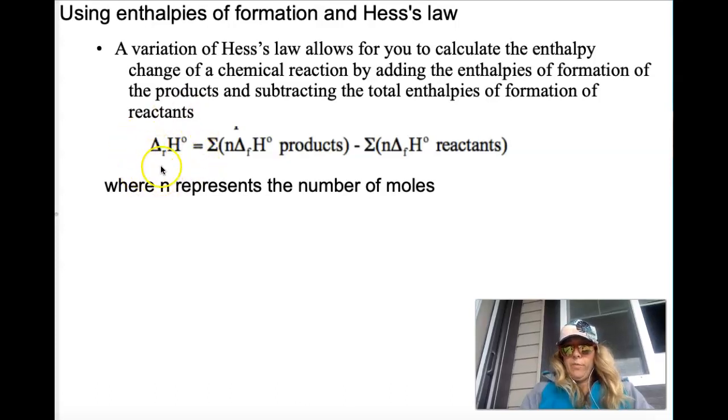So the delta H of my reaction is going to equal the sum, this symbol here means the sum, of n delta fH naught of the products. n is the number of moles that I balance my equation with. If I balance something with a 2, I would put a 2, then I would look up the heat of formation for that particular compound in my data booklet, and multiply that by 2. So it's the sum of the products minus the sum of n delta fH naught of the reactants. The biggest thing to remember is products first, then you are subtracting reactants, okay?